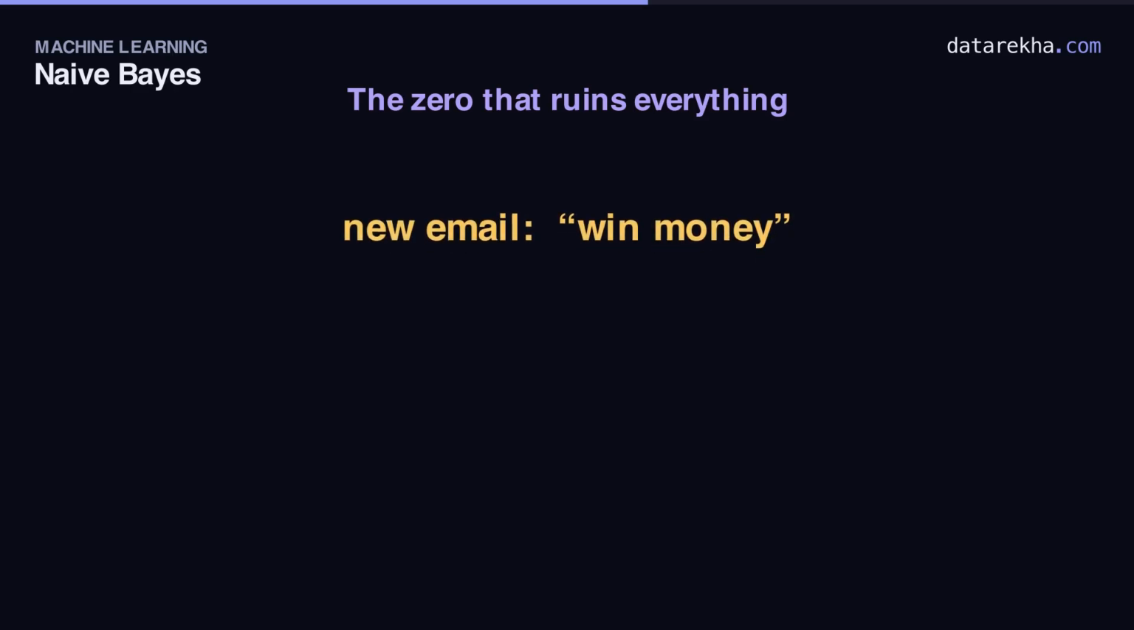Now a different email. Win money. Score it, and something ugly happens. Remember, the word win never once appeared in a ham message. So its likelihood there is exactly 0. Multiply the ham score, and that single 0 drags the entire product to 0. One unseen word, and the classifier calls this email flatly impossible as ham.